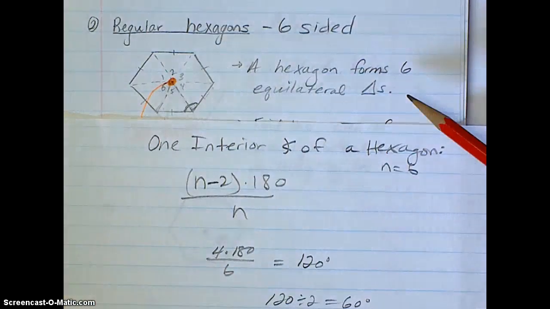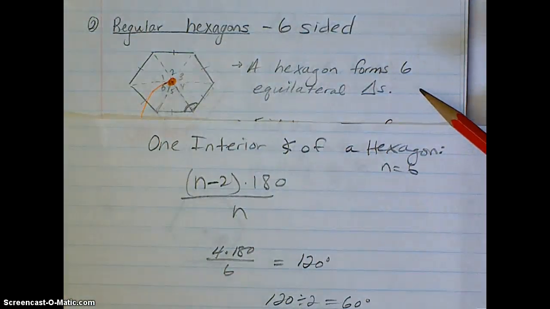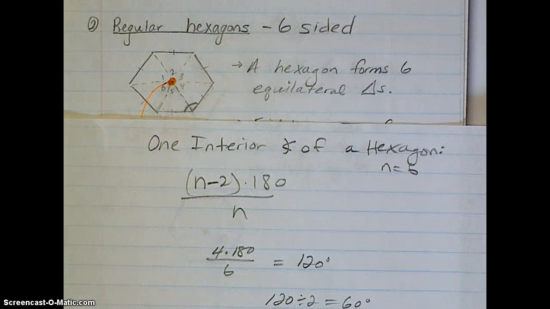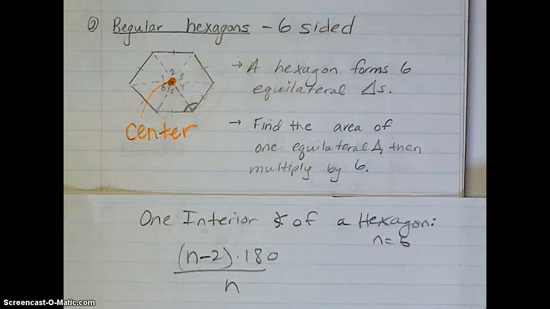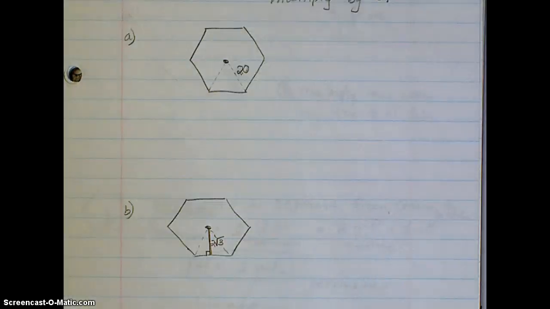So therefore, we just showed that a regular hexagon forms 6 equilateral triangles. Now, we just learned how to find the area of an equilateral triangle. So if you can find the area of an equilateral triangle, you can now find the area of a regular hexagon, because all you have to do is take the area of the triangle and multiply it by 6. Okay? Okay, here are a few examples.